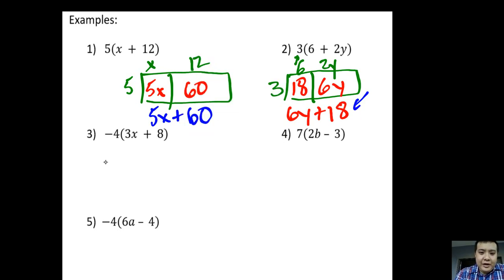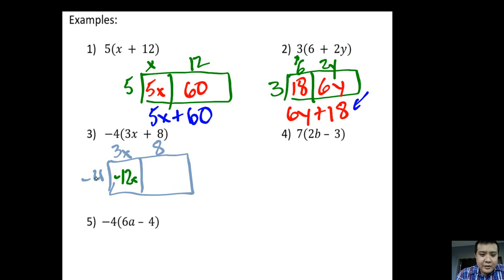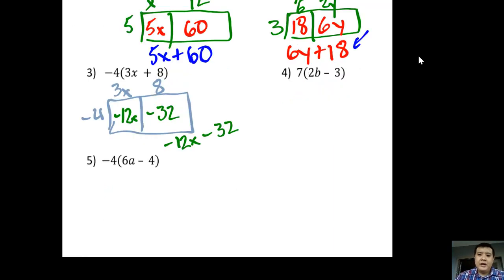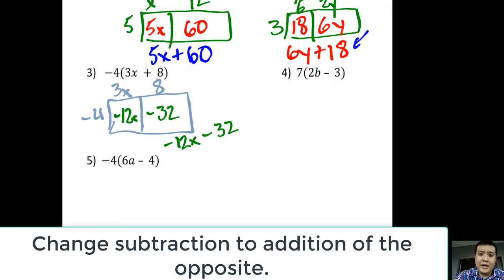So here we have another box with a height of -4. Yes, we are allowed to have a height of -4. And a length of 3x plus 8. What we get is -12x, because 3 times -4 is -12, and -4 times 8 is -32. So therefore we have an area of -12x minus 32.